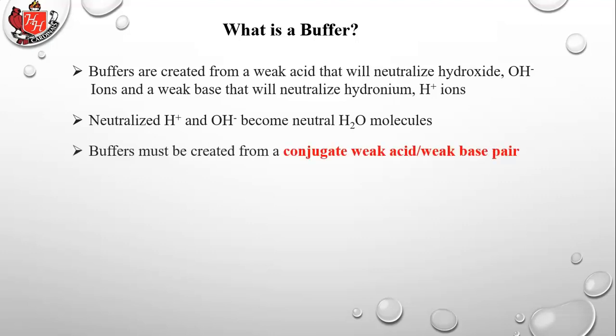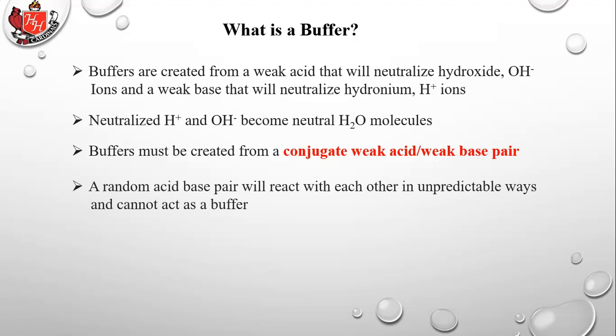Buffers must be created from a conjugate weak acid, weak base pair. It has to be a conjugate acid and base because conjugate acid and bases are like brothers and sisters. They have an equilibrium that they reach where there's a certain amount of the acid, a certain amount of the base, and so they don't want to react with each other. A random acid-base pair will react with each other in unpredictable ways and cannot act as a buffer. So all you need to really remember out of that, you don't have to explain why. Just remember that a buffer must be a conjugate weak acid, weak base pair. That means an acid and base that differ by exactly one proton.